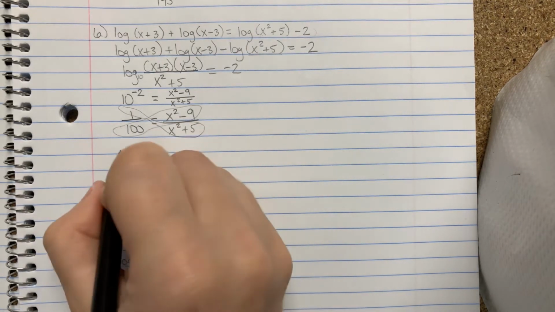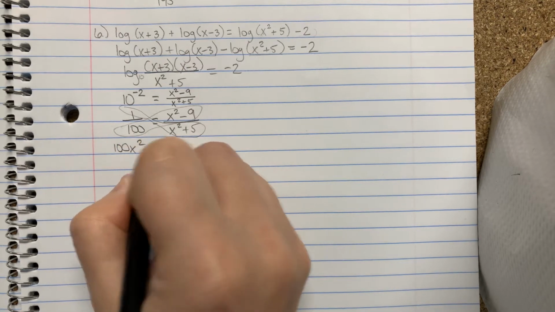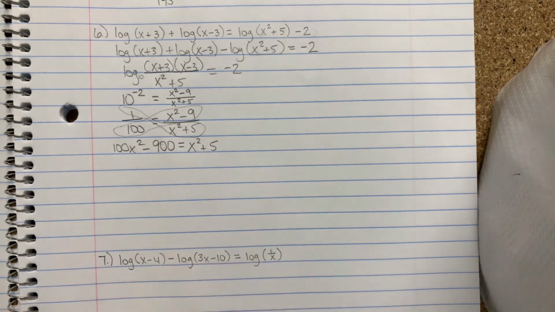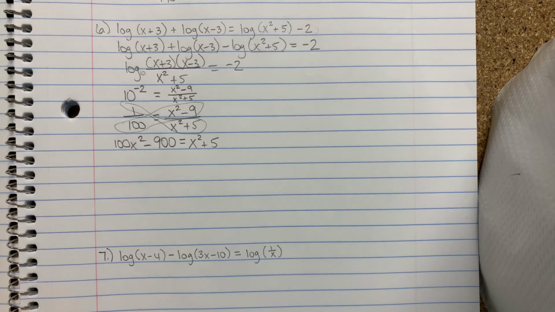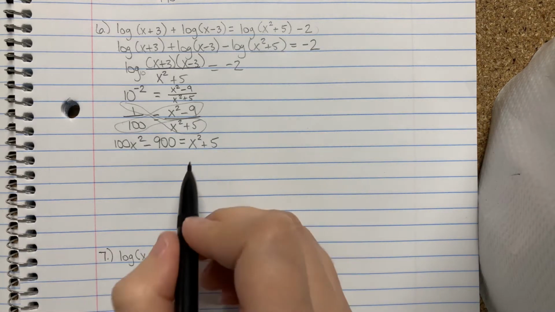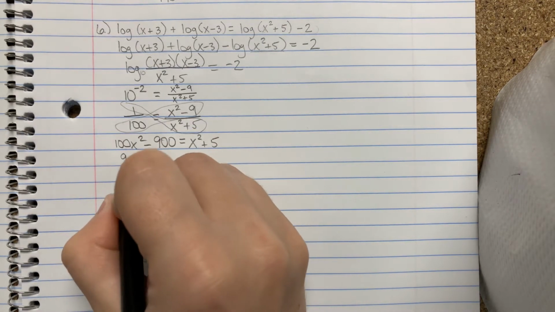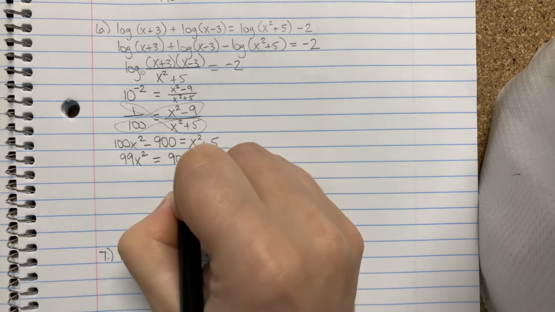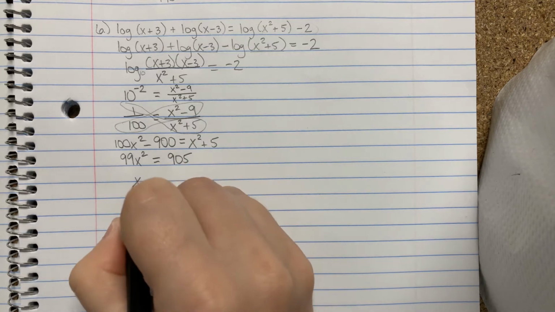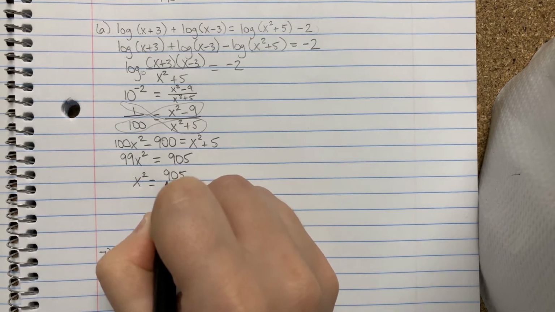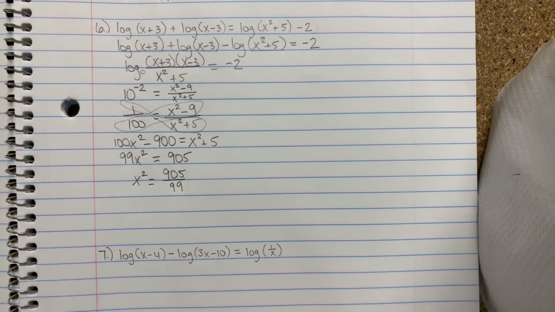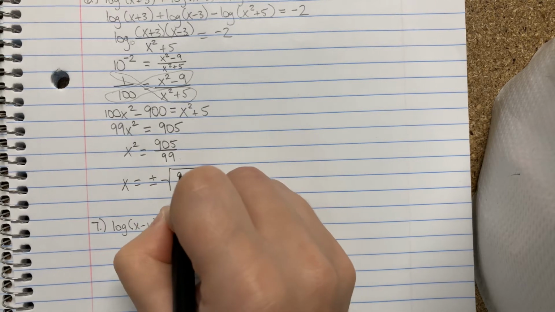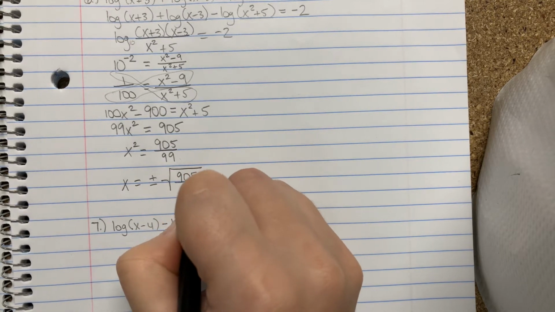So let's do this one first. So 100x squared minus 900 equals x squared plus 5 times 1, which is just x squared plus 5. Okay, then I'm going to subtract my x squared, so that gives me 99x squared. Add my 900, that equals 905. So x squared equals 905 divided by 99, which means x equals plus or minus the square root of 905 over 99.